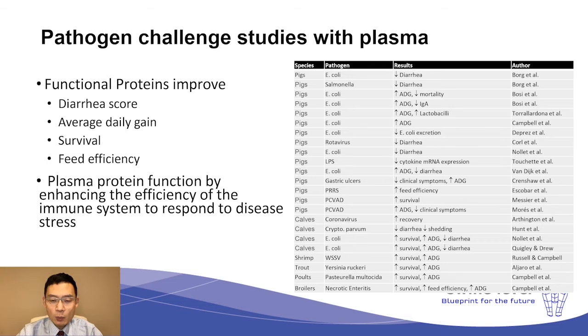Under those challenge studies, we always see that pigs or other species have a better diarrhea score, better average daily gain, better survival, and feed efficiency when they are fed plasma functional proteins. We believe the reason we see that result is that the functional proteins in plasma, as an essential part of the immune system, really can improve the efficiency of an animal to deal with the disease challenge, and in that way it increases the health of the animal and improves performance.